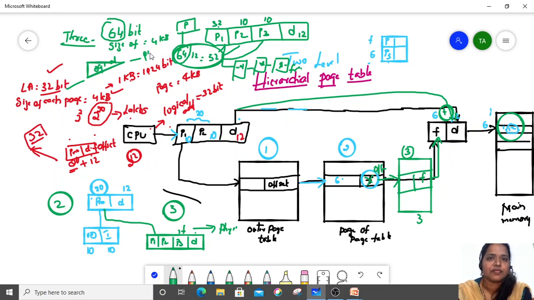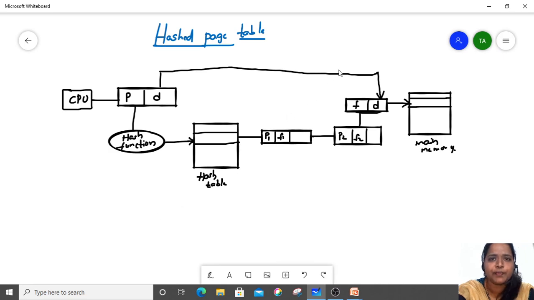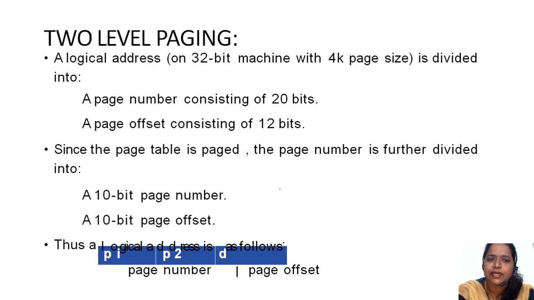So this is one of the structures of a page table. And the next one is another structure which is called a hashed page table. Now, for 2-level paging, as I have said, suppose a logical address of a 32-bit machine with 4 KB page size is divided into a page number consisting of 20 bits and an offset consisting of 12 bits.